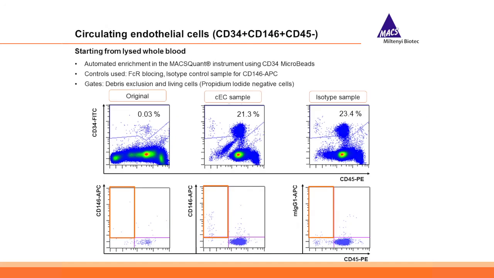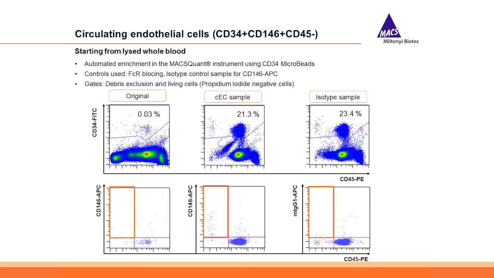You just put in your sample, press start, and you can walk away, and the instrument does everything for you. I have one example of such an automated enrichment. These are circulating endothelial cells from human blood. They are characterized by the expression of CD34, which is actually a hematopoietic stem cell marker, so they are together with the hematopoietic stem cells in the CD34 positive population. They express an endothelial cell marker, CD146, and they do not express the leukocyte marker CD45, so they are CD45 negative. We use these three markers to identify these cells.